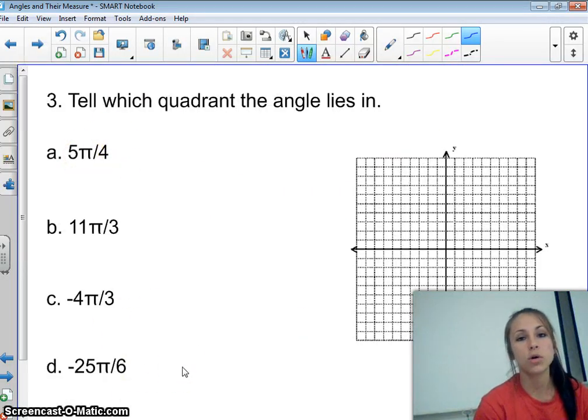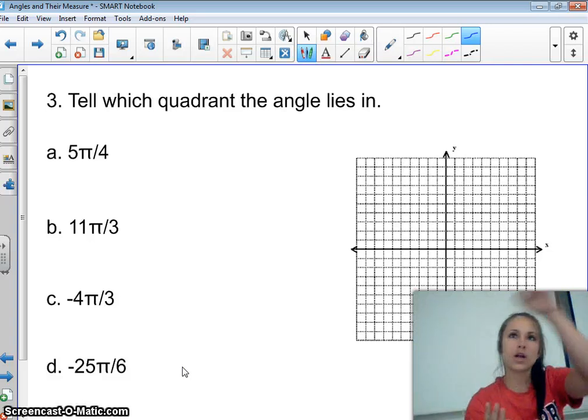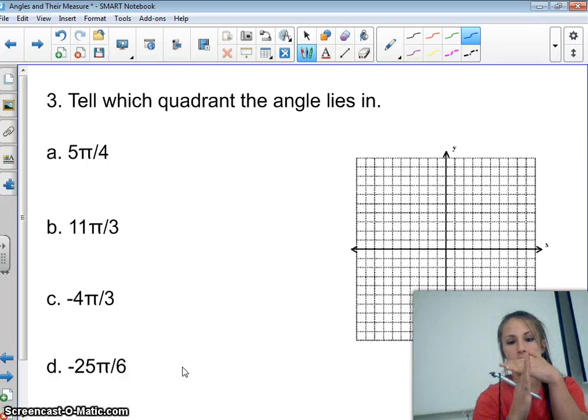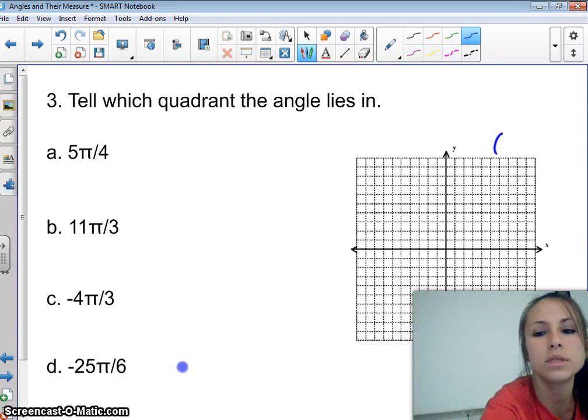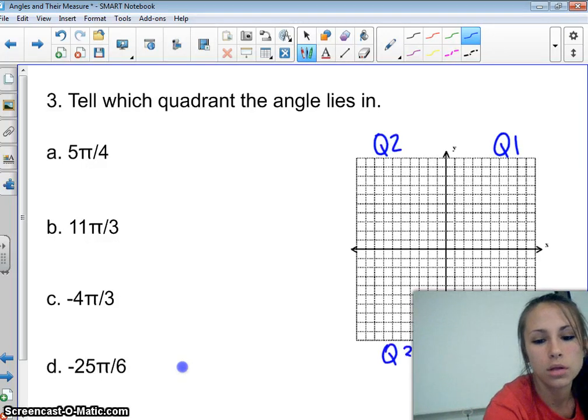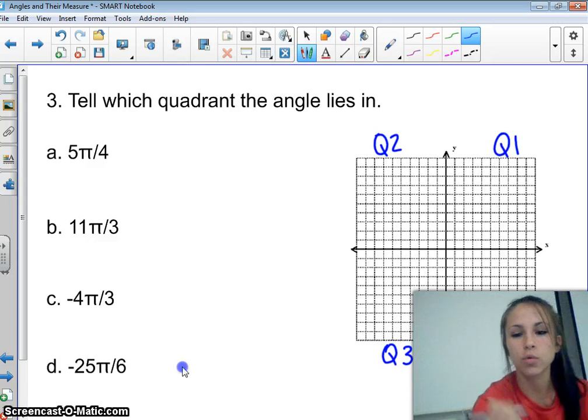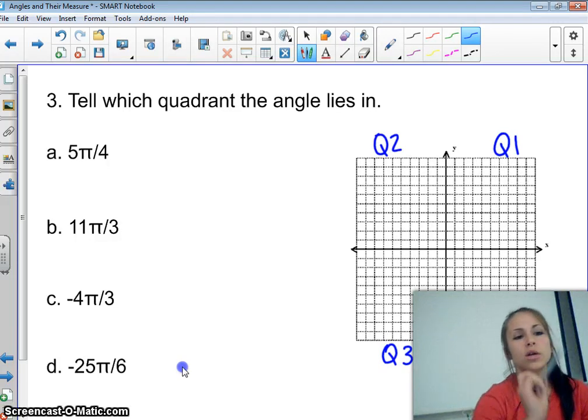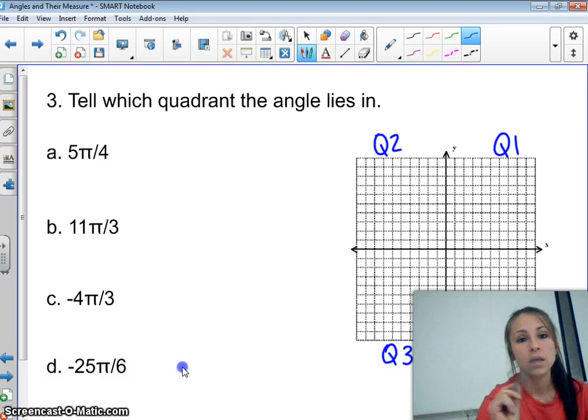Alright, now let's look at telling what quadrant the angle lies in. You guys should have heard the word quadrant before. Quadrants are just the 4 areas that are created by the x and y axis. So this is going to be quadrant 1, this is going to be quadrant 2, this is quadrant 3, and this is quadrant 4. In order for me to tell what quadrants these angles are going to be in, it's probably easiest for me to turn them into a degree first.